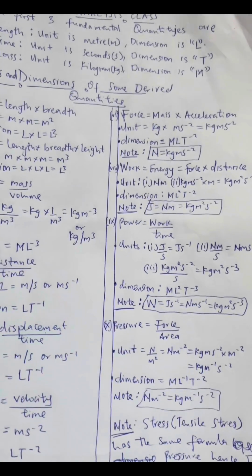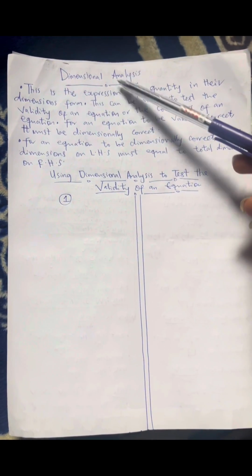Dimension. So let's talk about the dimension analysis. Now let's talk about dimension analysis. After we have understood what dimension means, then we can successfully talk about dimension analysis. What is dimension analysis? This is the expression of quantities in their dimension form. It is by expressing quantities in their various dimension forms. This can be used to test the validity of an equation or the correctness of an equation.